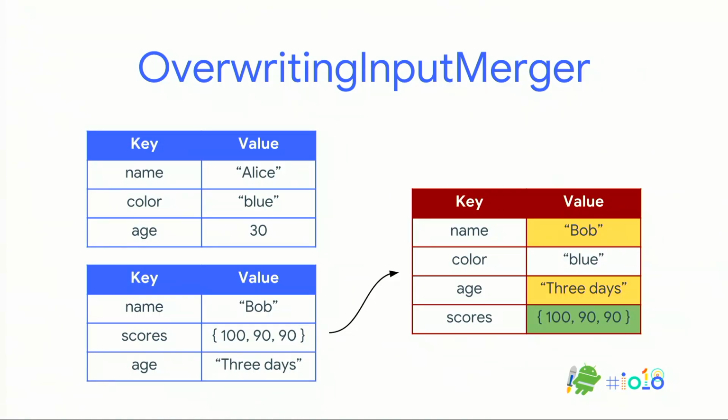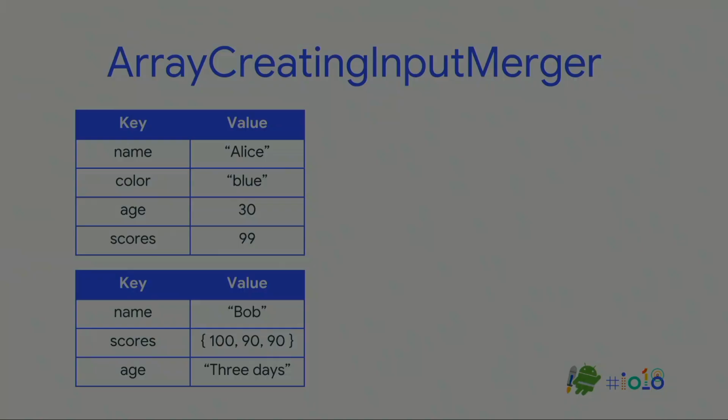Note that if we did this in reverse, instead of Bob, you would have Alice as the final output. So this is something a little tricky. You want to make sure that overriding input merger is the right tool for the job, but it is very simple. What about array creating input merger?